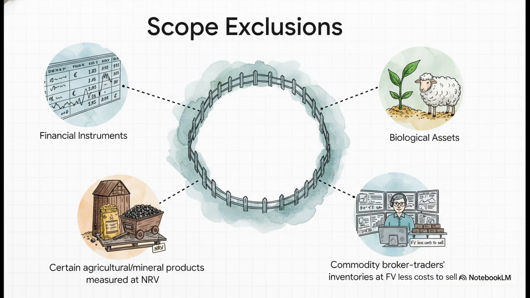And here's where we see that complexity in practice. You have to remember that the core measurement principle of lower of cost, or NRV, doesn't apply across the board. Financial instruments and biological assets, of course, have their own dedicated standards. But you need to pay very close attention to those specific carve-outs for certain agricultural producers and commodity broker traders. You'll notice their inventories are measured differently, at NRV or even fair value less costs to sell. This is a crucial distinction that is very easy to miss.